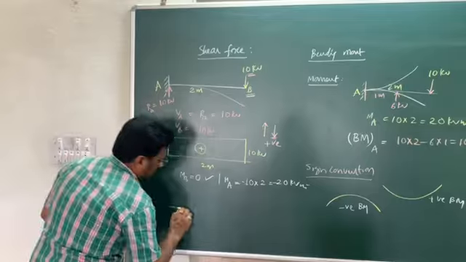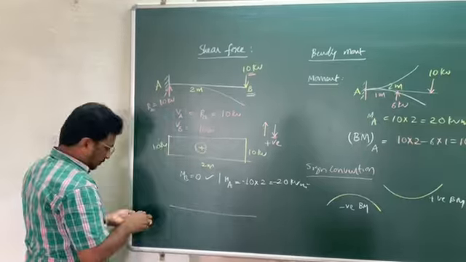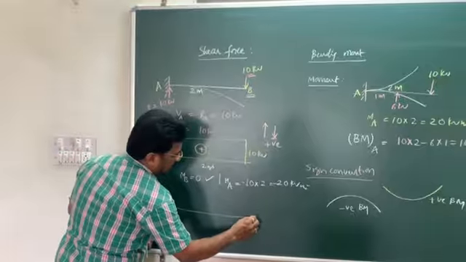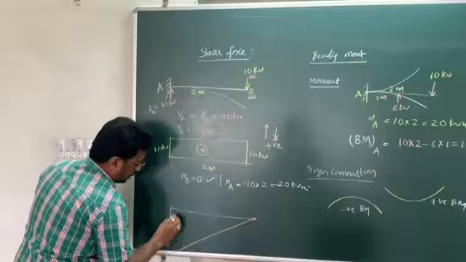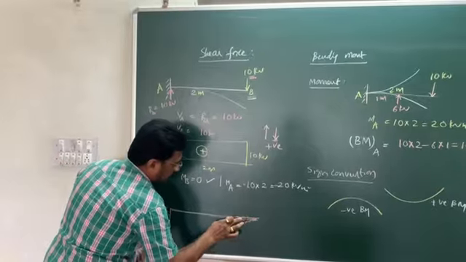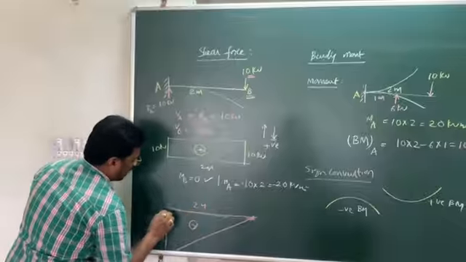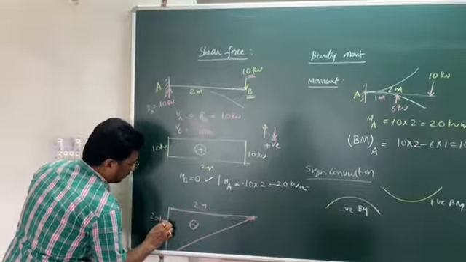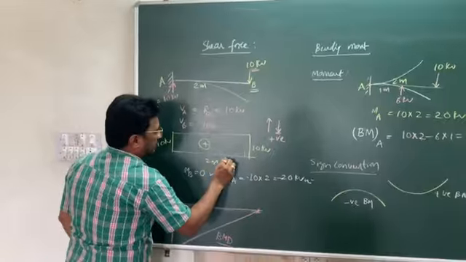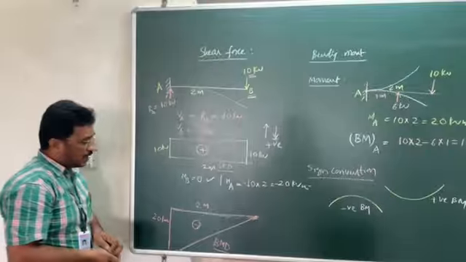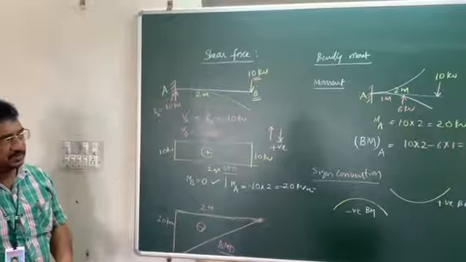Therefore, you can show the bending moment diagram here. The bending moment at B is 0, at A is 20. Therefore, this is the bending moment diagram. The bending moment diagram is going to be a right angle triangle here. So this is 2 meters and this is 20 kilonewton meters. This is the BMD and this is the SFD. Likewise, we can easily draw the shear force diagram and bending moment diagram once you know the sign conventions.